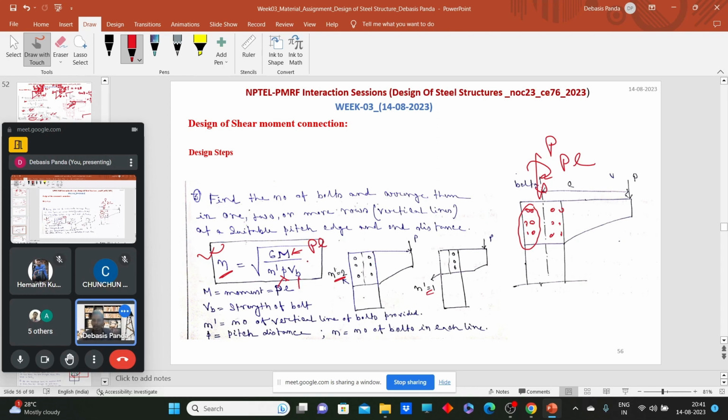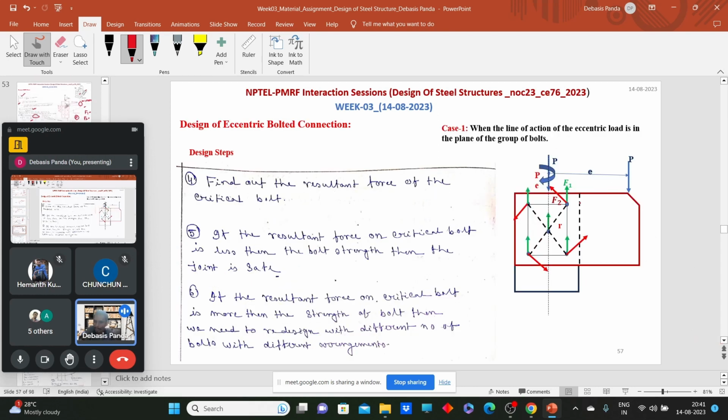So now in this step we can calculate the number of bolts required in each vertical line or row to counteract P and PE, the P direct load and the P moment. Now we know the number of bolts. So what will we do? We just arrange them and make the joint.